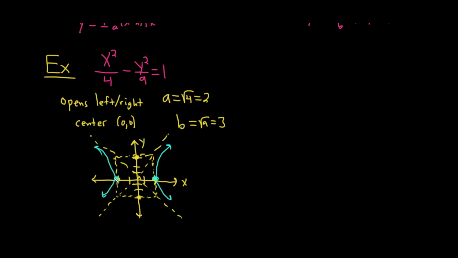These are the vertices, these blue dots. Let's go ahead and write those down. So the vertices here would be plus or minus 2 comma 0. The asymptotes would be y equals plus or minus, so it's b over a here, so it'd be 3 over 2 times x.